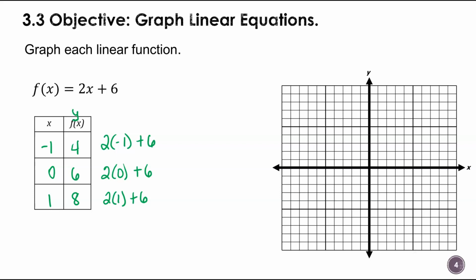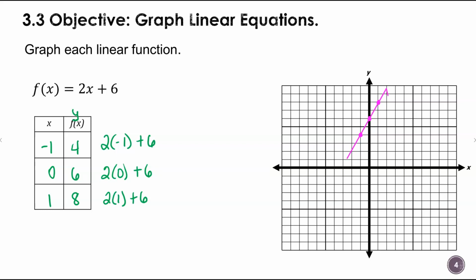So I'm going to graph (-1, 4), (0, 6), and (1, 8). Let me make that up a little bit more. My eraser wasn't working right. And then we draw this line that goes through all these points, if I can get it at the right angle here. That looks a little better.